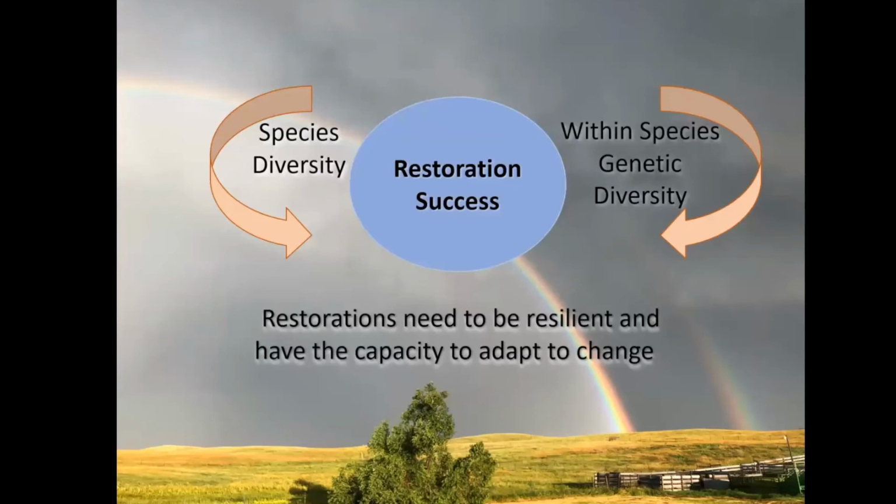So I'm just going to go to this slide as we're wrapping up here. Again, I wanted to advocate for this two-pronged approach: for successful restorations, genetic diversity needs to be considered along with restoration efforts, along with that species diversity component. Restorations are not a one and done sort of project. They need long-term monitoring and maintenance if necessary. But taking into account both of these aspects of diversity will be essential in assuring that they're resilient and have the capacity to adapt to change.